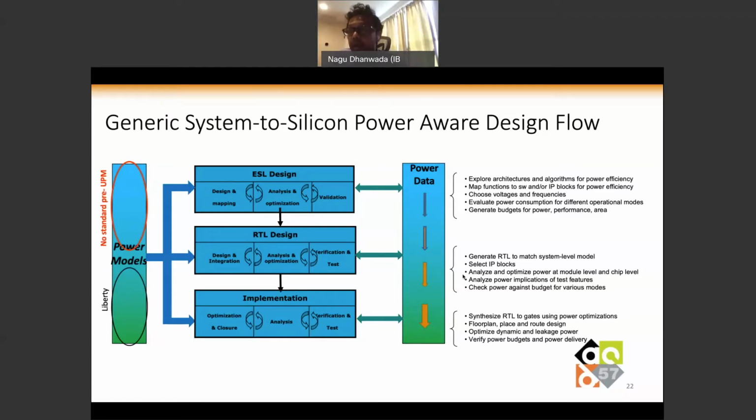So for us to really deploy a comprehensive power flow, right, which encompasses ESL, the whole system level, through implementation, we need models for each design stage, right? So today, we have very good modeling capabilities which exist at the lower levels, but at the higher levels, there really are no standards, right? And execution of this ideal power aware design flow is limited by model availability, right? Now, here's where UPM comes in, in order to bridge this gap through an efficient multi-level model architecture and provide several efficiencies like contributor models while ensuring backward compatibility.